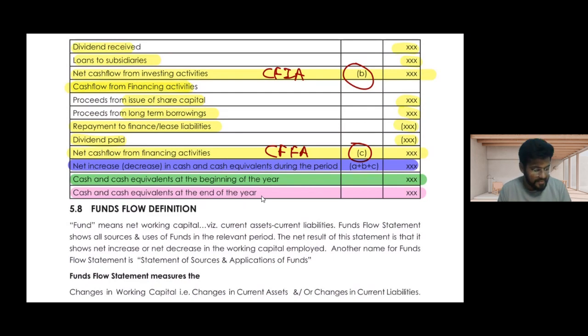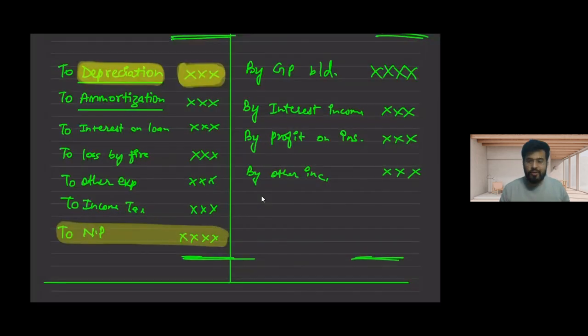So by this we have completed the format of indirect method. Obviously, you don't need to prepare the whole format in your exam because this is a multiple choice question. So you just need to understand what needs to be added, what needs to be subtracted, and that is the reason you need to be aware of the logic. Now let's go back to the logic again. Now you will very much in a crystal clear manner understand why the things are added, why the things are subtracted.